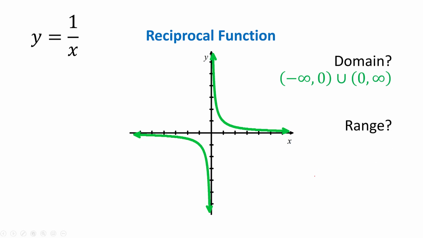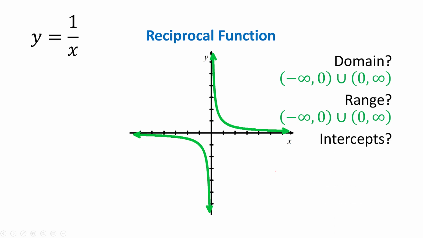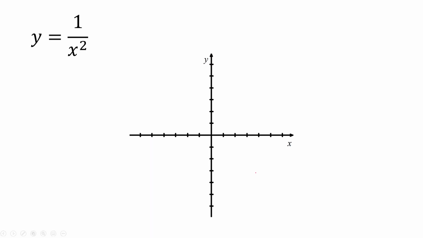Same thing with the range. If we smash the graph horizontally from both directions onto the y-axis, we would be missing y = 0. So our range would be negative infinity to 0, union 0 to infinity. There are no intercepts. So although the graph gets really close to the x-axis and to the y-axis, it never touches either of those. So no intercepts here.